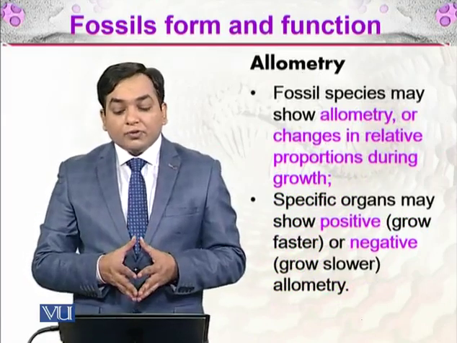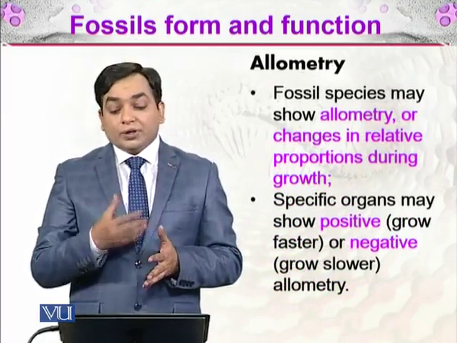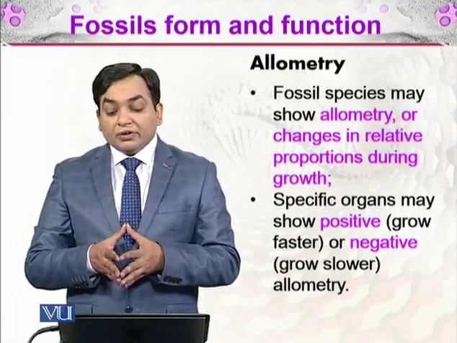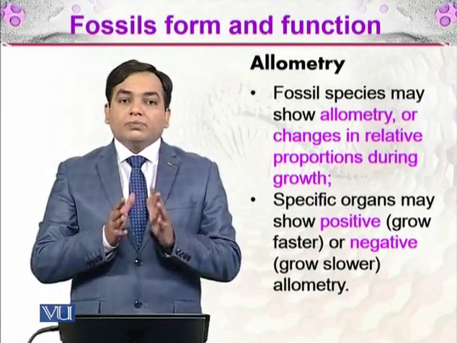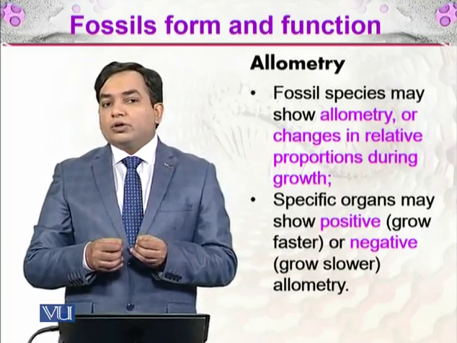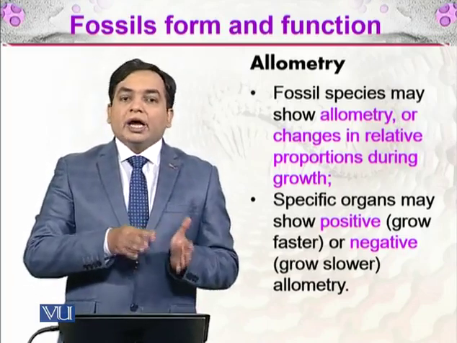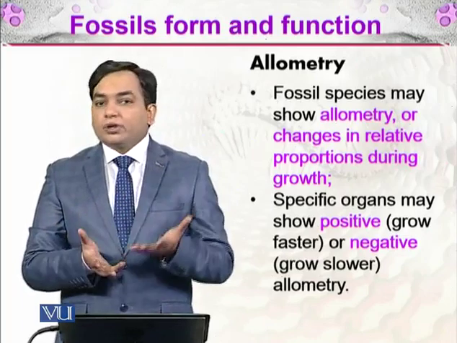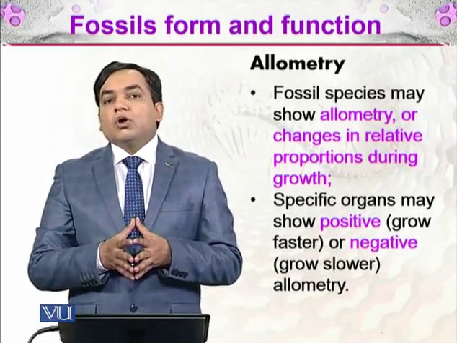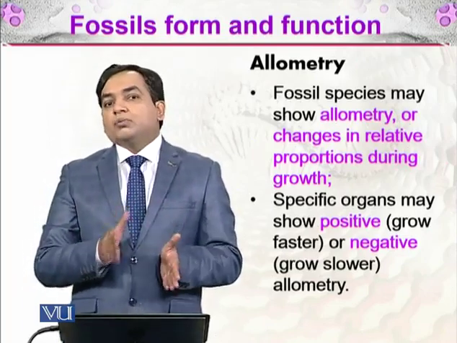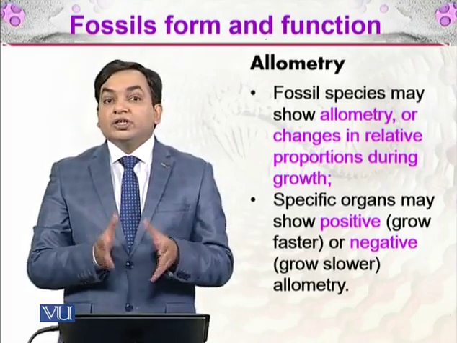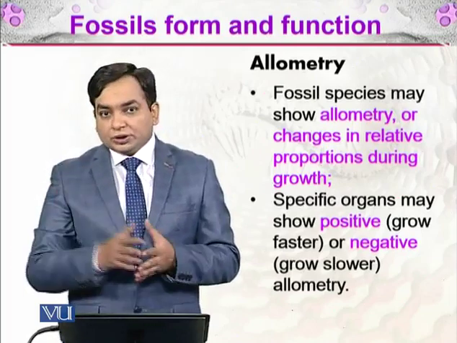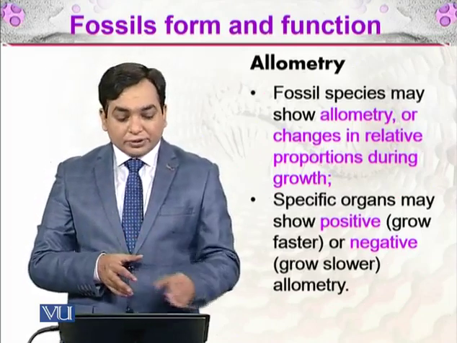Now, what is allometry? Fossil species may show allometry, or changes in relative proportion during growth. That means some organs grow at one proportion, and other organs grow at another proportion. That is called allometry. Allo means different, and metry means there is variation in their proportions. Their measurements are different.